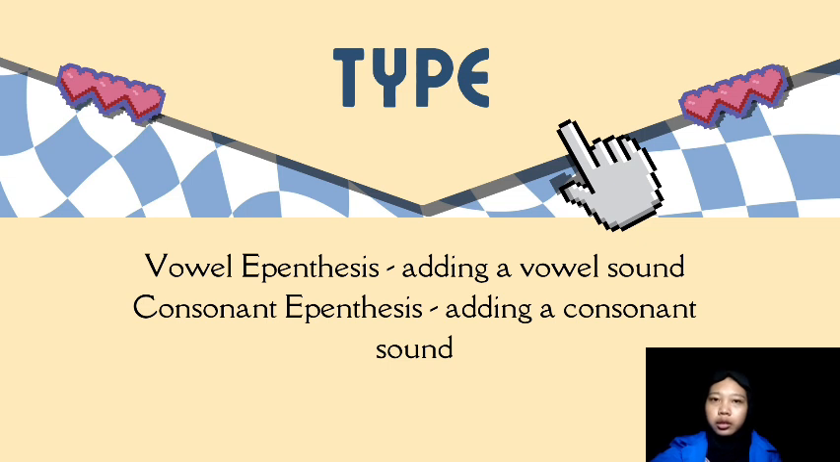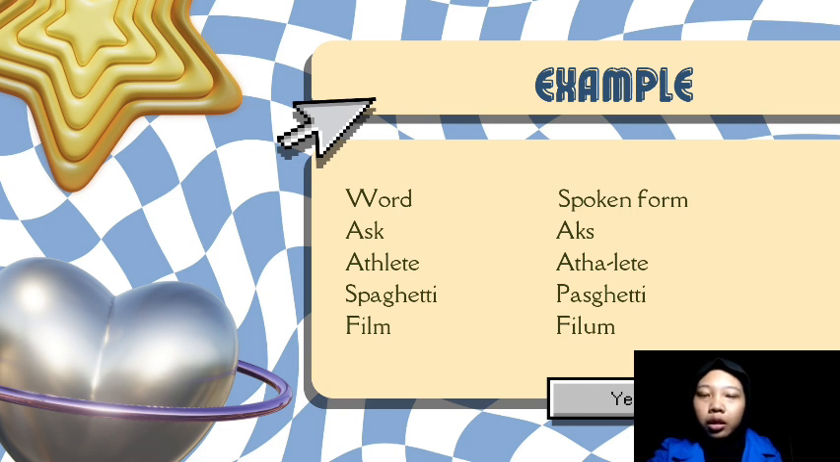Vowel epenthesis means adding a vowel sound. Consonant epenthesis means adding a consonant sound. For example, the word athlete is often pronounced with an extra vowel, as in athulete. Spaghetti becomes another variant, and film becomes filum. This change happens because speakers try to make pronunciation easier in natural speech.